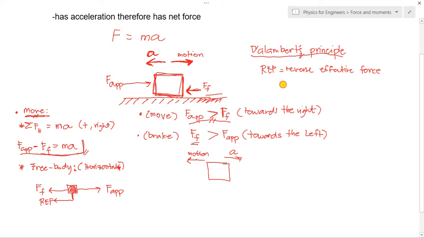And this is equal to our mass times our acceleration. So it is related to the acceleration, class. So this is REF again. Since our direction of motion, class, is to the right, our REF is opposite our direction of motion. So its direction is towards the left.